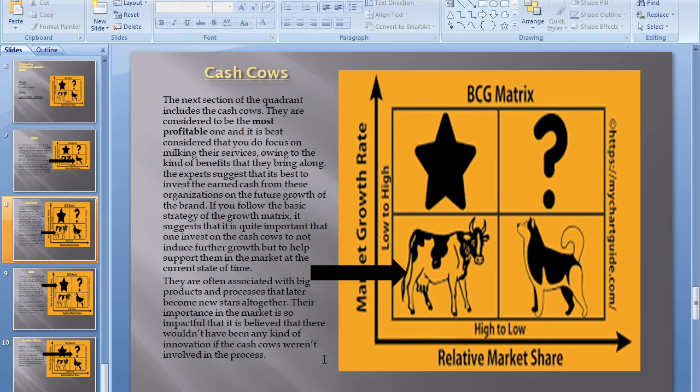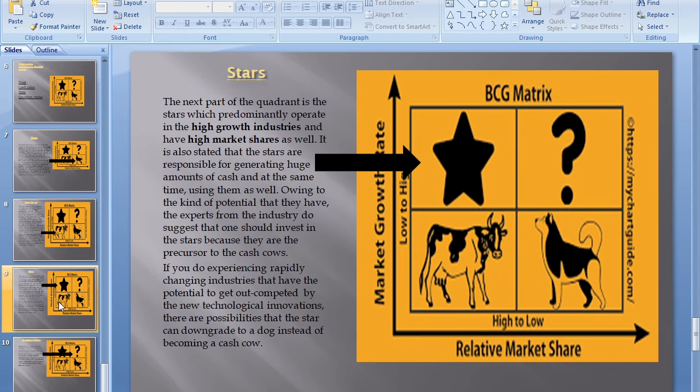Next, cash cow. This is the next section of the quadrant. Cash cows are considered to have high market share but low growth rate. It means that it is a product that earns more cash and there is no need to invest in it. Next, this is a star. It means high market share and high market growth rate, because they are at the peak point of the product. Every company wants every product in the star quadrant.